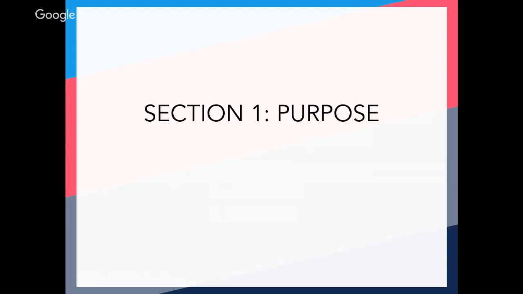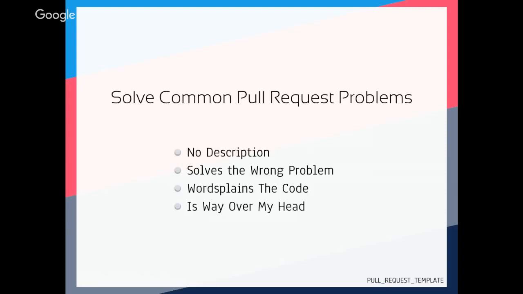So the purpose of this talk, I want to solve some common pull request problems that I see. They don't contain a description. It may be solving the wrong problem entirely. I've definitely gone down that road where I've just written the code and then I open a PR and somebody says, hey, this is not the right thing to do. And so I want to tell you about the approach that we use to solve each of these bullet points.